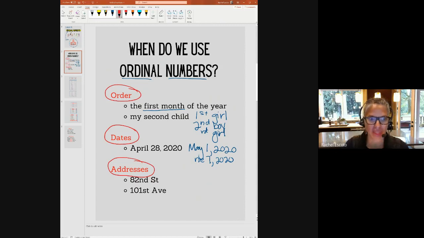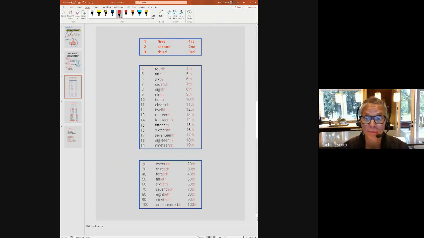Okay, now, how do ordinal numbers work? Well, you know numbers. You know numbers 1, 2, 3, 4, 5, 6, etc., right? Ordinal numbers have a special sound, a special ending, and that special ending comes from the way we write ordinal numbers when we write the whole word.